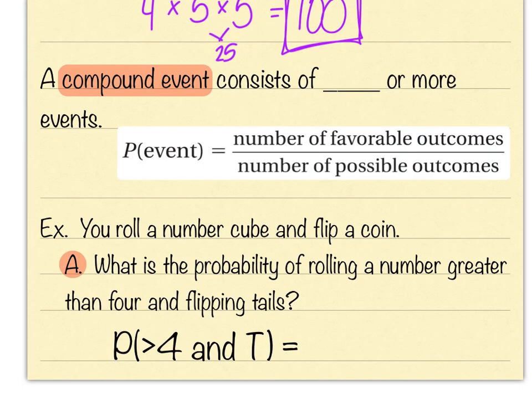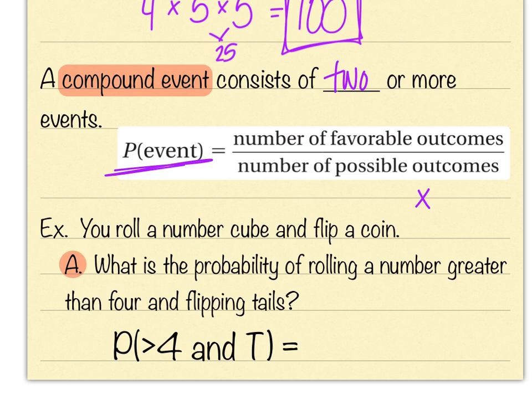All right, now is when we're going to blend this and kind of merge this with the probability that we've been working on this chapter. So a compound event consists of 2 or more events. And so we're still finding the probability, the number of favorable outcomes over the number of possible outcomes. What we're going to do is merge that with the fundamental counting principle, and we're just going to multiply probabilities together. For example, this one says you roll a number cube and you flip a coin. What's the probability of rolling a number greater than 4 and flipping tails?